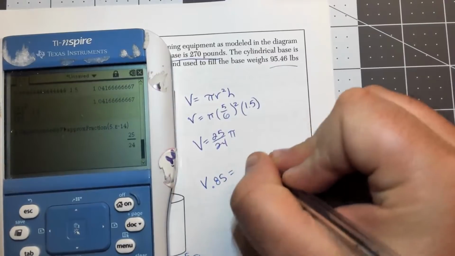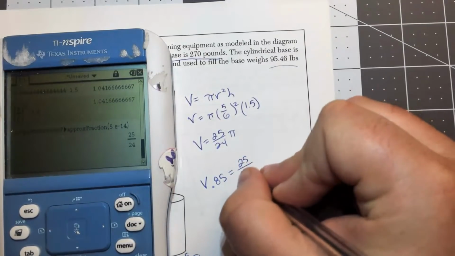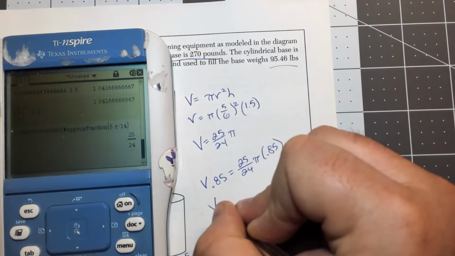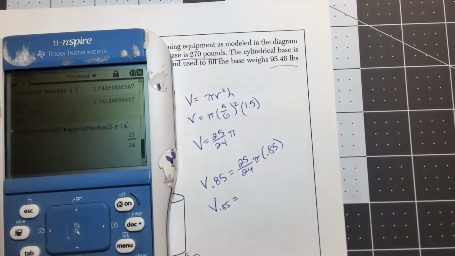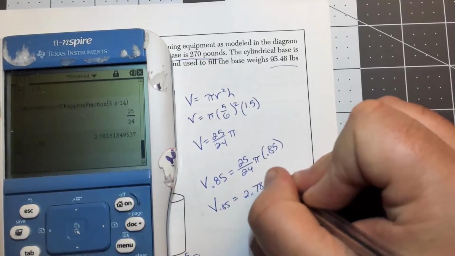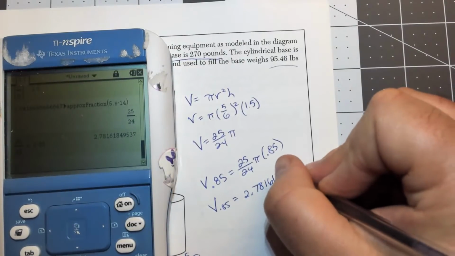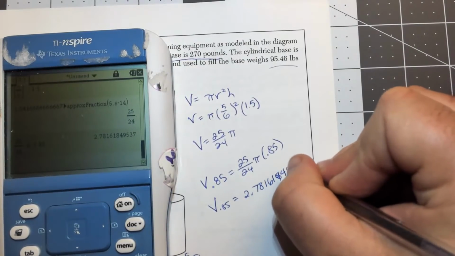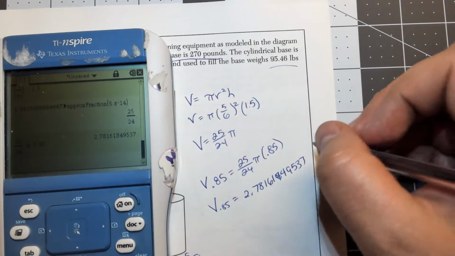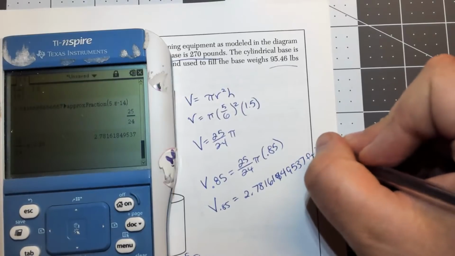And what we're going to do is take that volume and multiply it by 0.85. So 25/24 pi times 0.85 is equal to, so we're going to do that guy times pi, okay, times 0.85, and we're going to get 2.78161418, so close, 9537. Oh, good times right there, right? And this is cubic feet, so this is feet cubed.